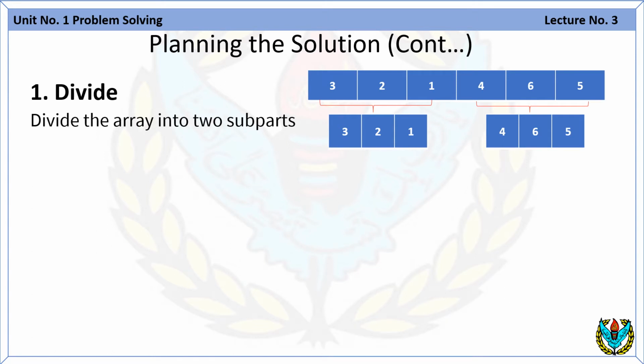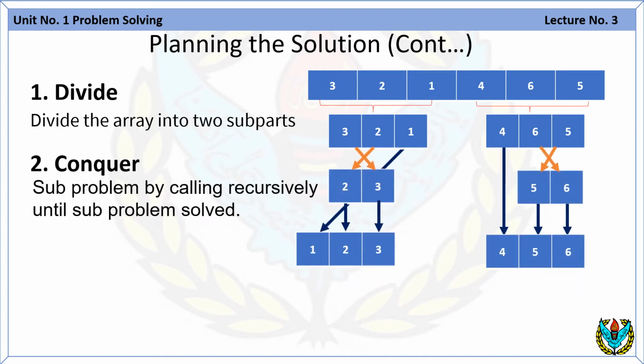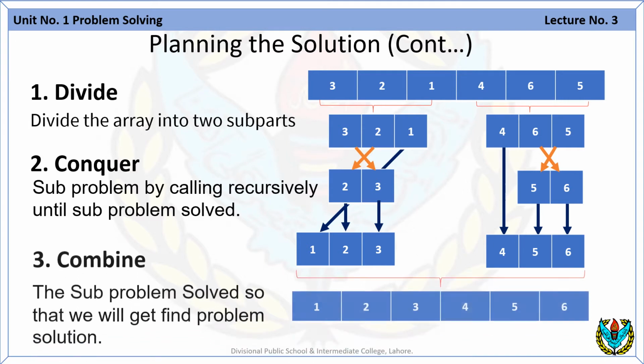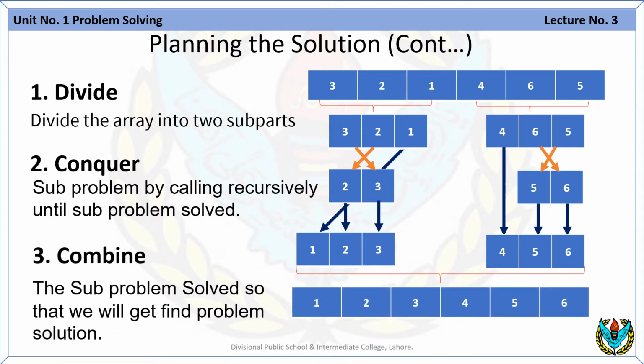To make it in sorted order, we can swap the values. After that, we combine all the subparts of the problem. That's how we sorted a list of numbers in ascending order.